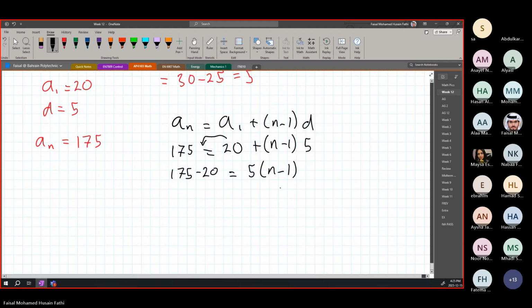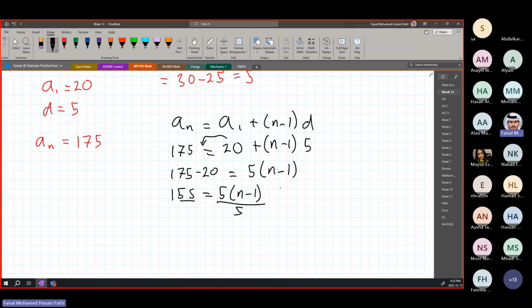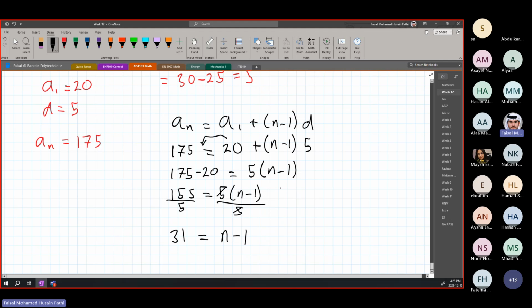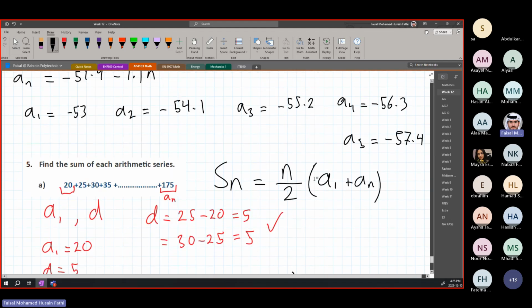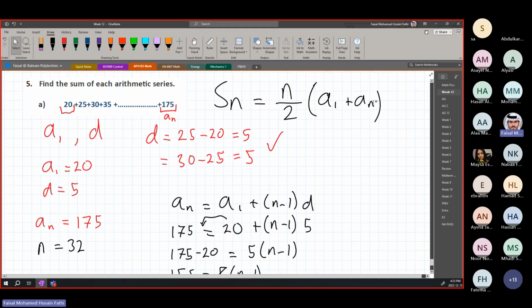Okay? 175 minus 20 is 155, so 155 is equal to 5 into n minus 1. We divide both sides by 5 to cancel the 5. 155 divided by 5 is 31, I believe. Yes, 31 is equal to n minus 1. N, we take the minus 1 to the other side. It's 31 plus 1. N is equal to 32. That's it. And we found our n. So n is equal to 32. We have our n. We have our a1. We have our an. We can find the arithmetic series, the sum.